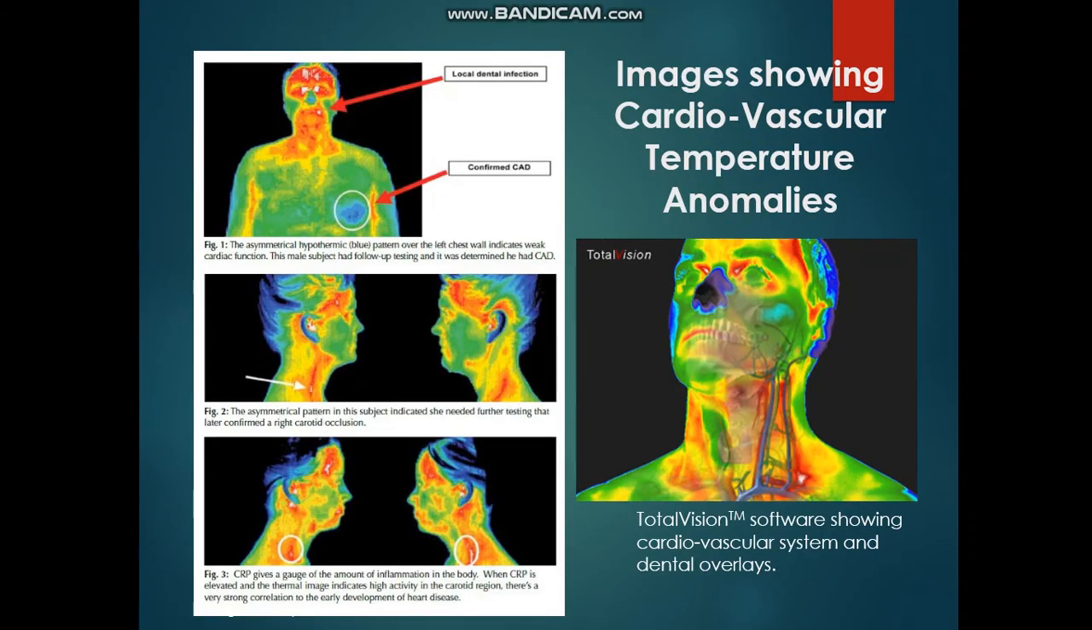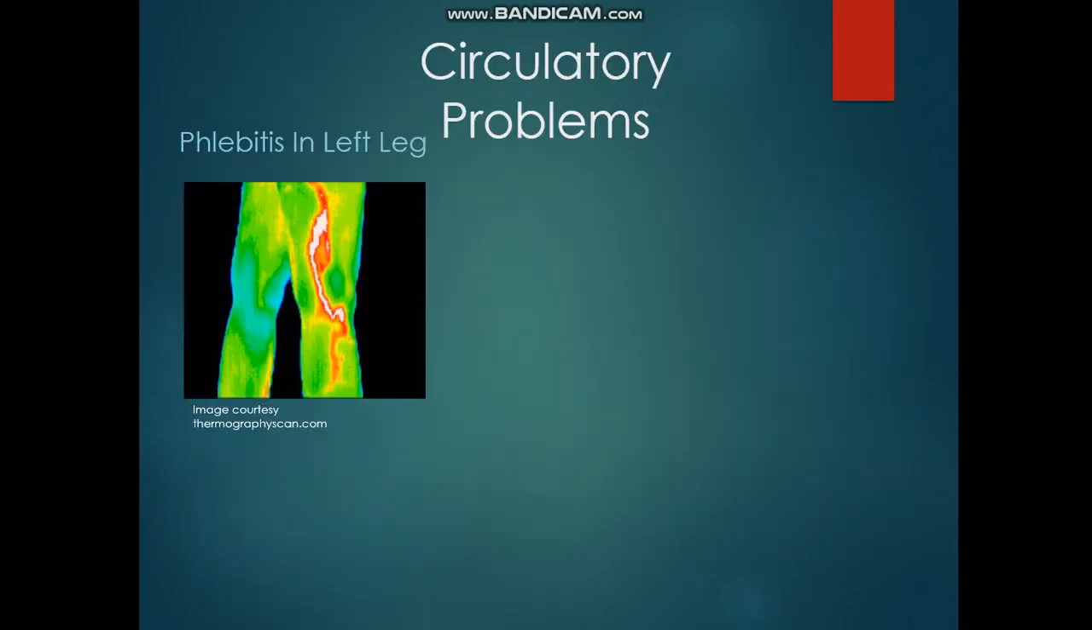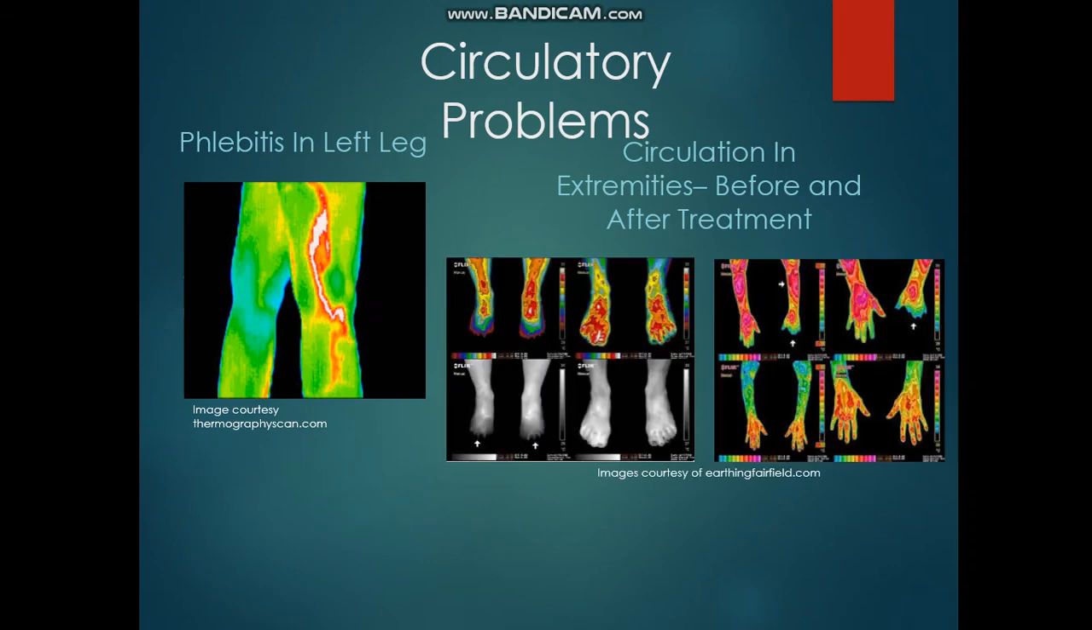Application fields of thermography. In this picture you can see different thermal images or thermograms. These images are showing cardiovascular temperature anomalies. Thermography is an important method for diagnosis of circulatory problems. For example, in this picture you can see phlebitis in the left leg, and for diagnosis of circulation in extremities before and after the treatment.